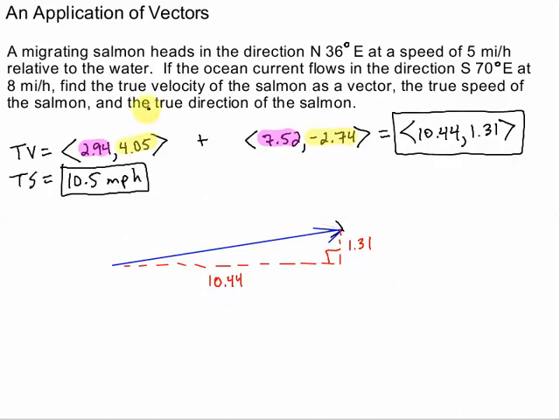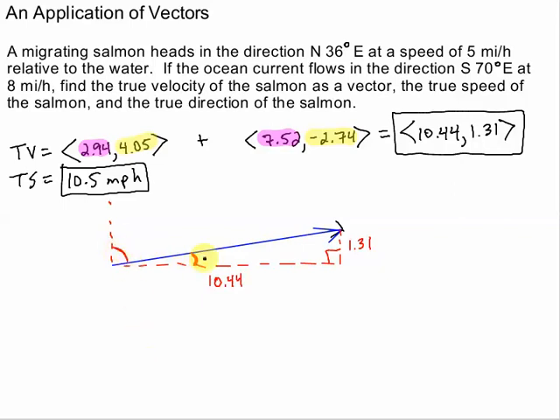Now we just have to find the true direction of the salmon, which is given again by the true velocity vector. So what we'll do is we'll find this angle so that we can then get the bearing of the true direction. The bearing is going to be measured from north because this vector is going northeast, and you want to measure from either north or south. So we'll measure from north. We'll find this angle first, and then we'll find how far from north we are up here.